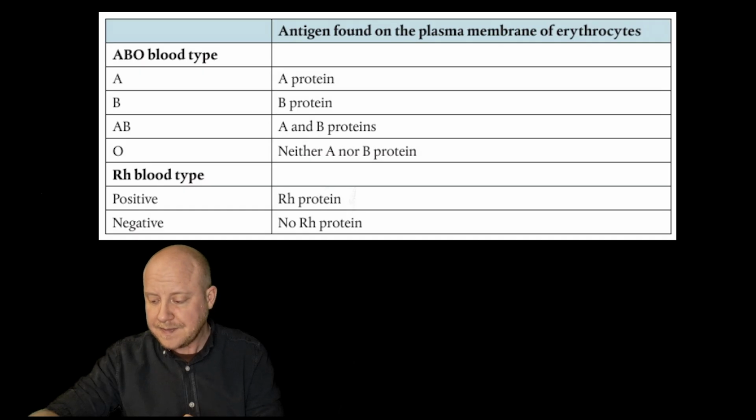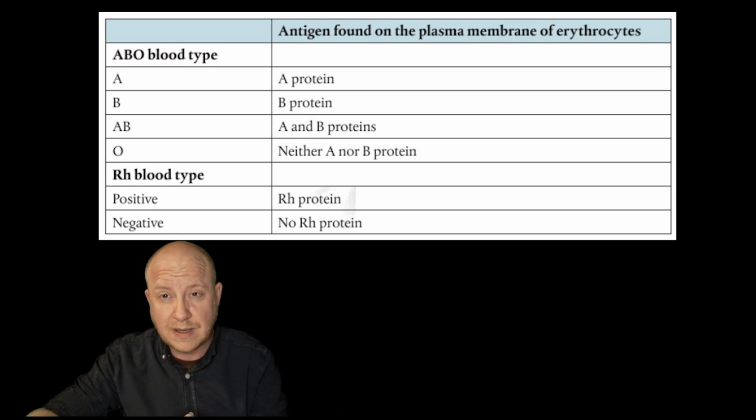Okay. In a blood transfusion, a person cannot receive any of the three possible erythrocyte antigen proteins that they do not already have. This includes the A, B, and Rh antigen proteins. Because what happens if you receive blood cells with antigens that you don't have? Your body will recognize those as foreign and think that those blood cells are pathogens.